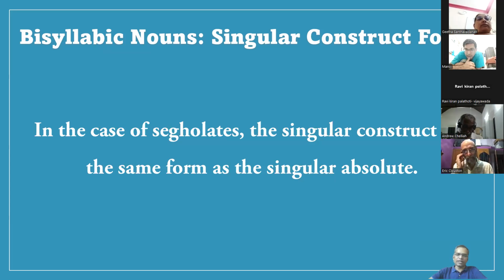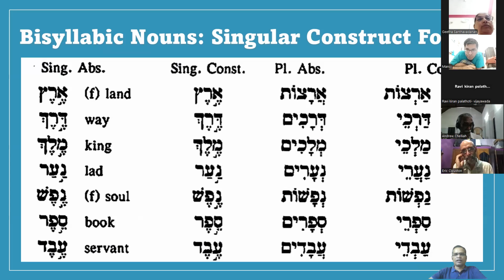In the case of segolates, melek, na'ar, all these are segolates. The singular segolates, both in the construct state and absolute state, their form will be the same. Eretz, derek, melek, na'ar, nefesh, sefer, ever. So only by context we will understand whether it is in the construct state or absolute state.